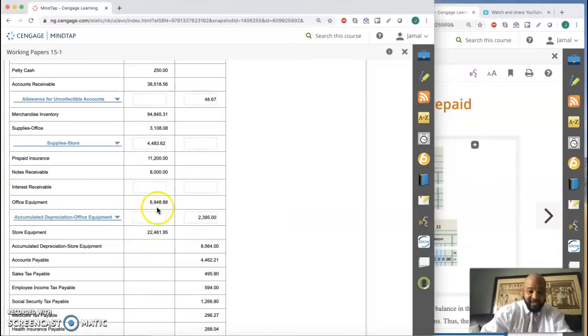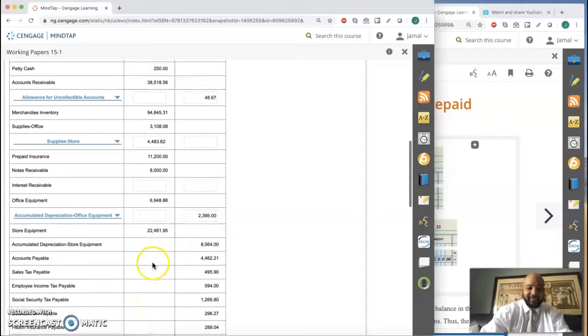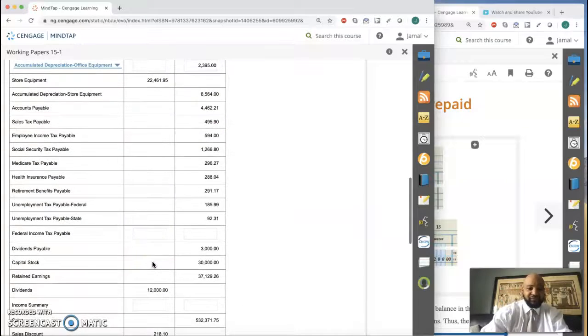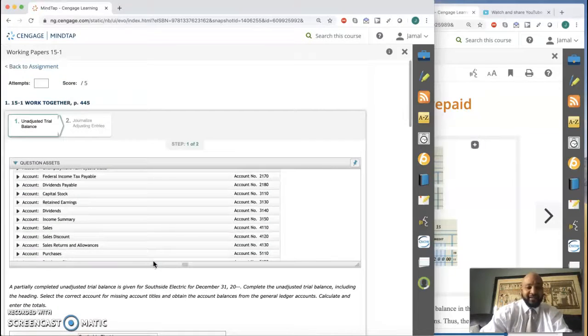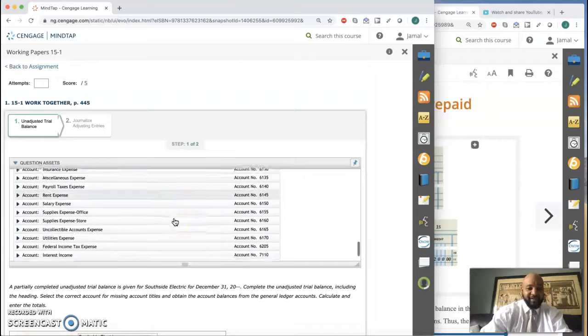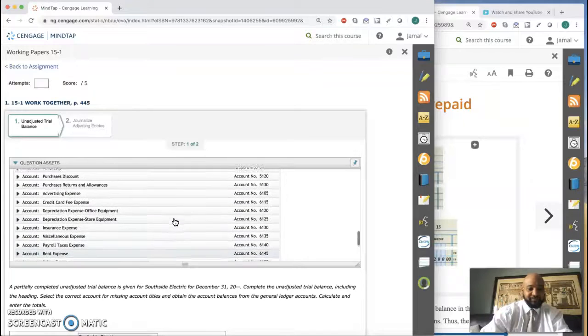Depreciation is a contra account. If the equipment had this value, it's depreciated that amount. So it's got a new book value. And then let's go back up. Federal tax payable.